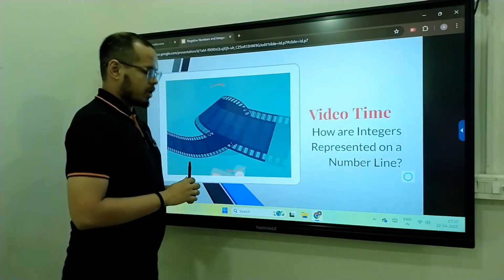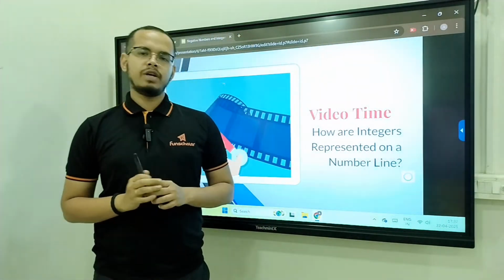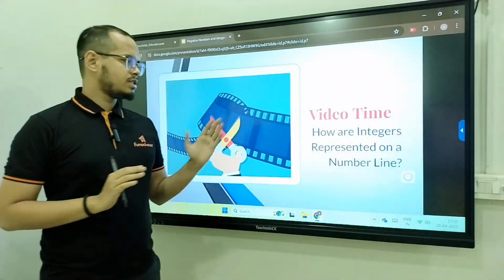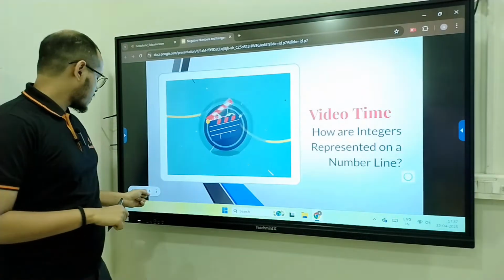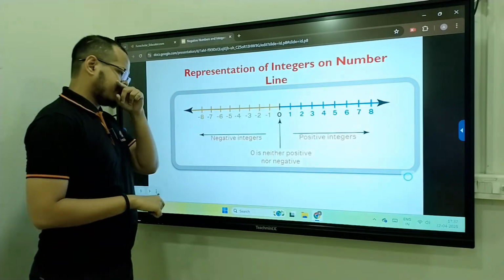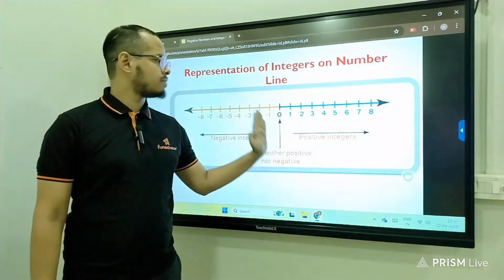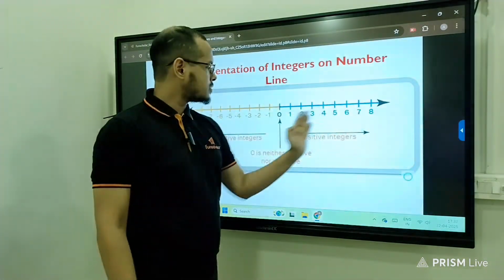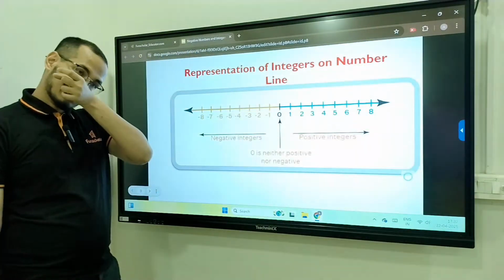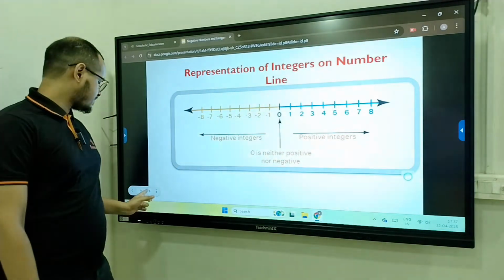Okay, so we have now understood how integers are represented on a number line. I've already given you the video. We have now realized how to draw a number line. Now this is a representation of what we have seen in the video. See, 0 is neither positive nor negative. All the positive integers are nothing but the natural numbers only, right? Negative integers: -1, -2, -3, -4, -5 till minus infinity.